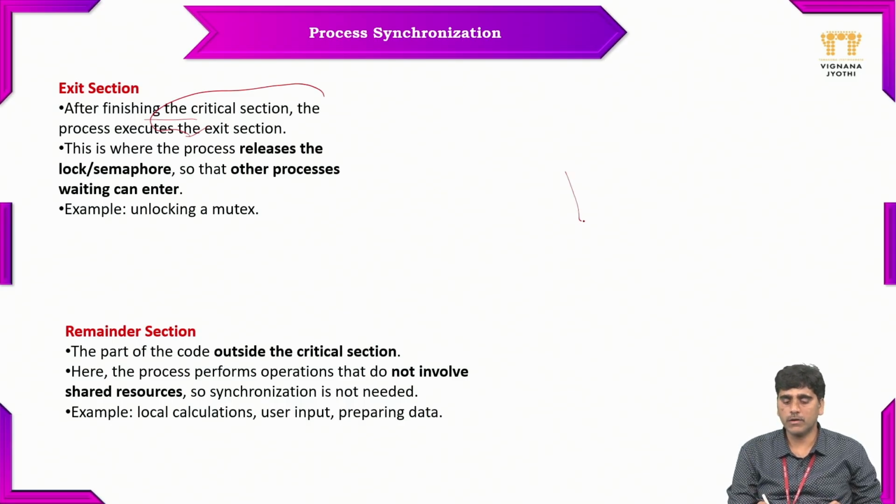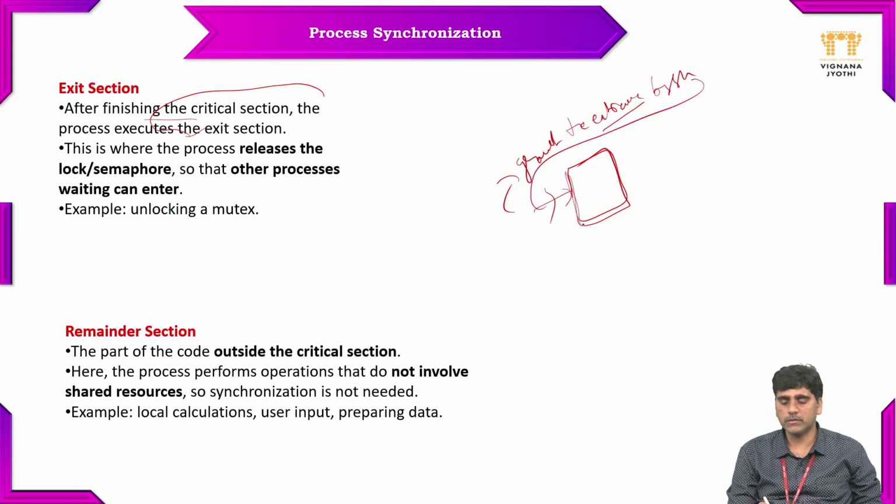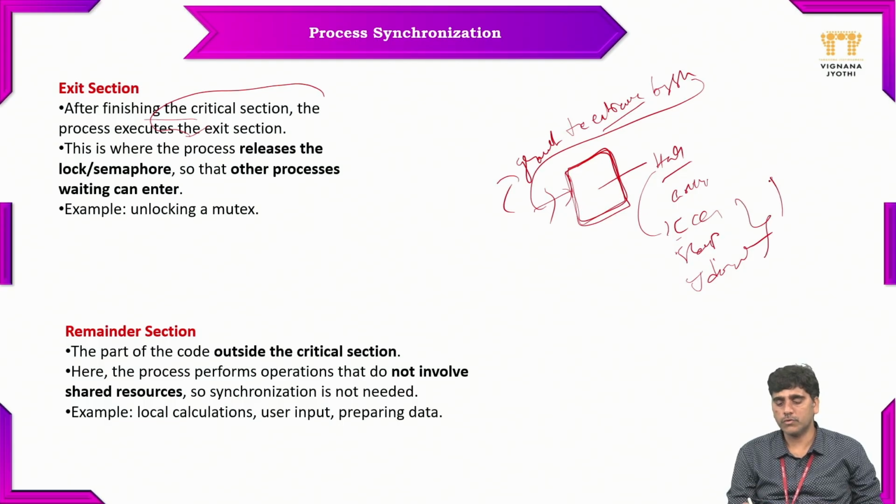It is the same as in a cinema hall. When you want to enter the movie theater, you first get entrance by showing your ticket, right? After showing the entrance ticket, that is the entry section, you enter into the hall. That is nothing but entering the critical section. Here you can watch the film, or you can even sleep, or do whatever you want to do, right? All these operations you do in the hall itself, that means in the critical section itself.